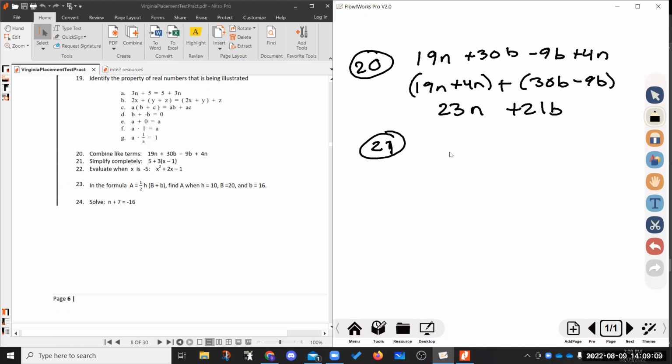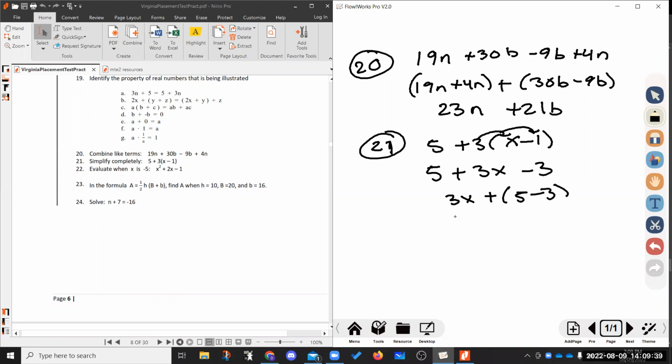21 asks me to simplify completely 5 plus 3 times x minus 1. This instruction that says simplify means to do the order of operations. Notice I don't have an equal sign when I get an instruction that says simplify. It's just a statement. It's not an equation. So I'm going to use my distributive property here. Since I can't do anything on the inside of the parentheses, I'm going to distribute 3 over them. And now I have 3x plus 5 minus 3, which is going to be 3x plus 2.